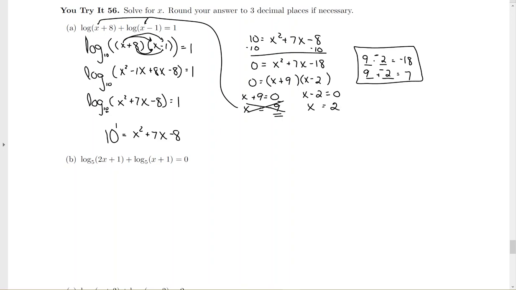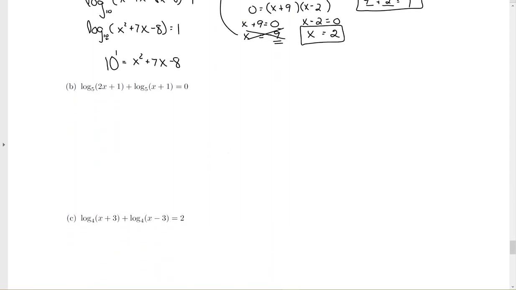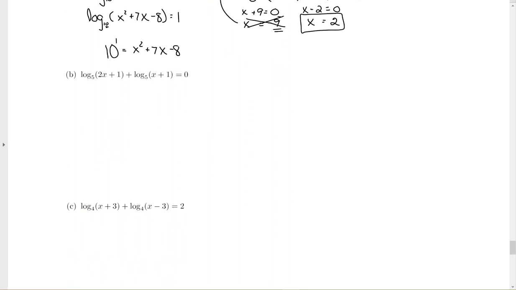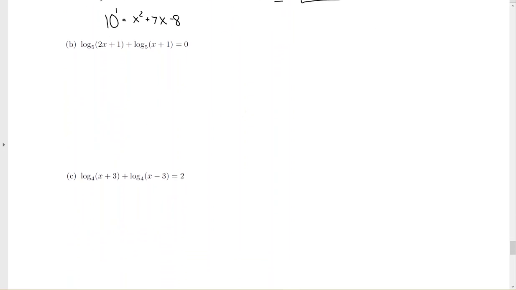If I plug in the number 2, 2 minus 1, that's 1. 2 plus 8, that's 10. As long as it's positive, it's good. Right, so that one only had one answer. If they both would have come up a negative argument, then we would have had no solution.